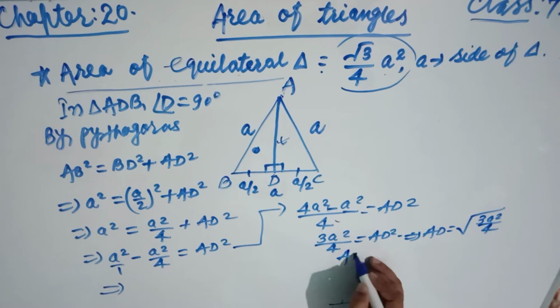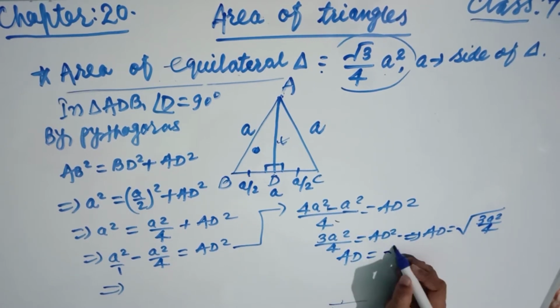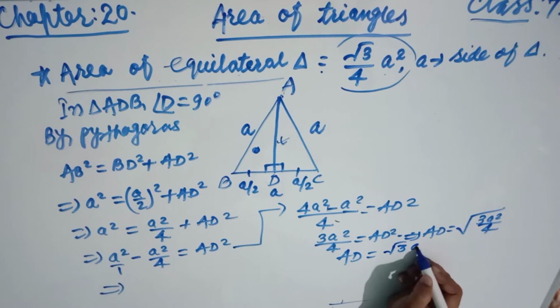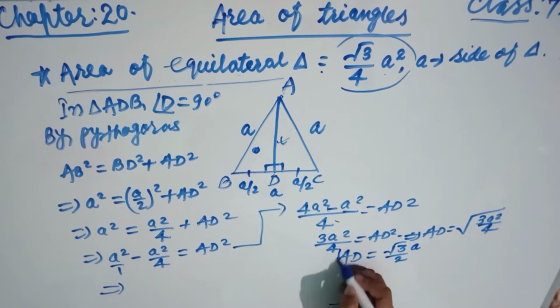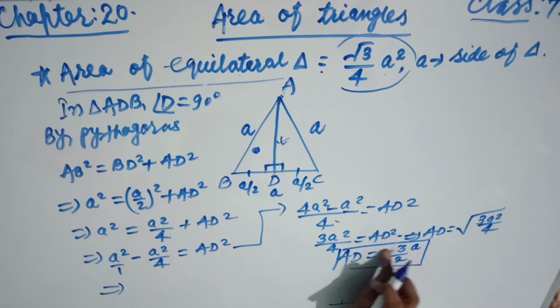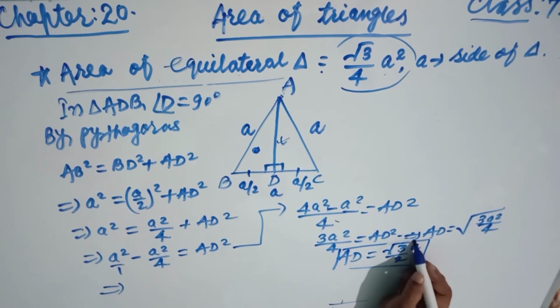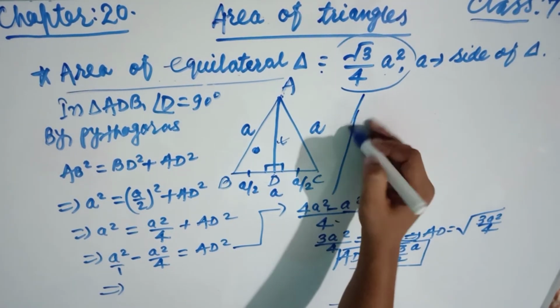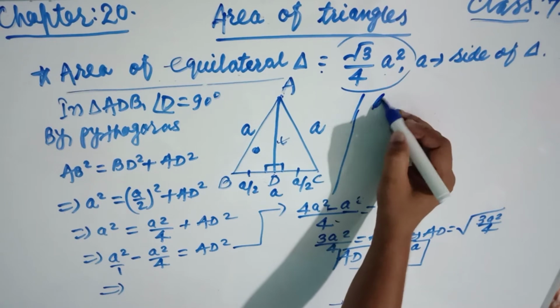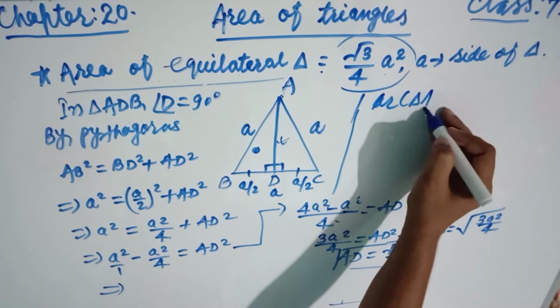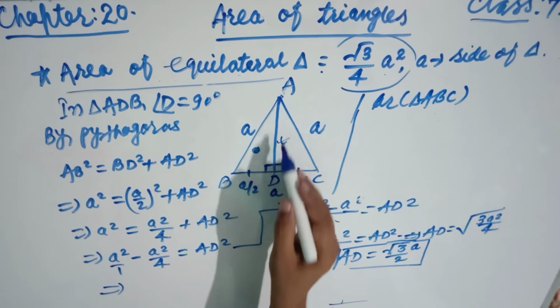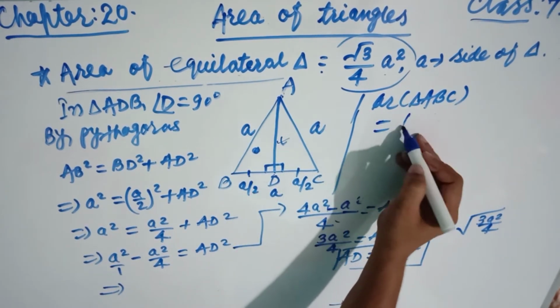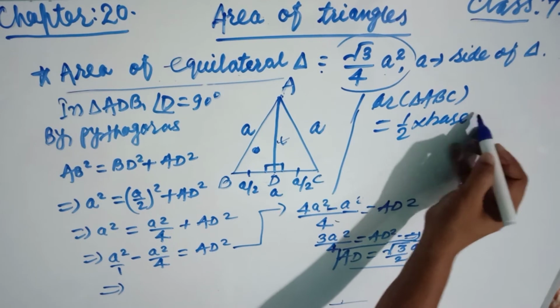So this AD becomes root 3 a, and this is by 2. So the length of AD, that means the length of this altitude AD, is root 3 by 2 into a, where a is the side of this equilateral triangle. Then friends, now the area of a triangle in general form: area of triangle ABC, meaning area of this equilateral triangle ABC, is equal to half base into height.